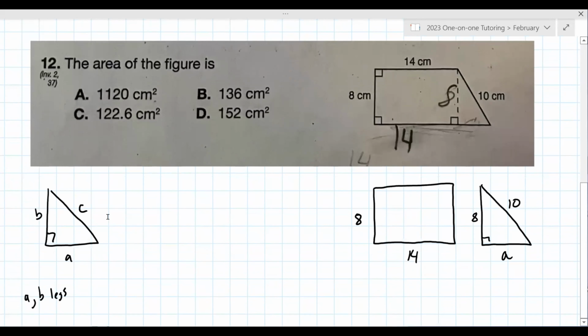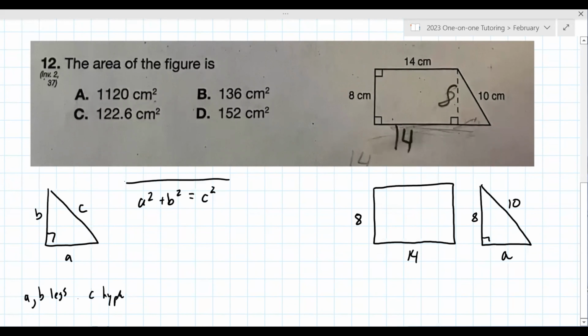Okay, so draw the two composite shapes. And then on the right here, this triangle, I was mentioning I had to draw on the left here. A and B are the legs, C is the hypotenuse, and you have to know that A squared plus B squared equals C squared.